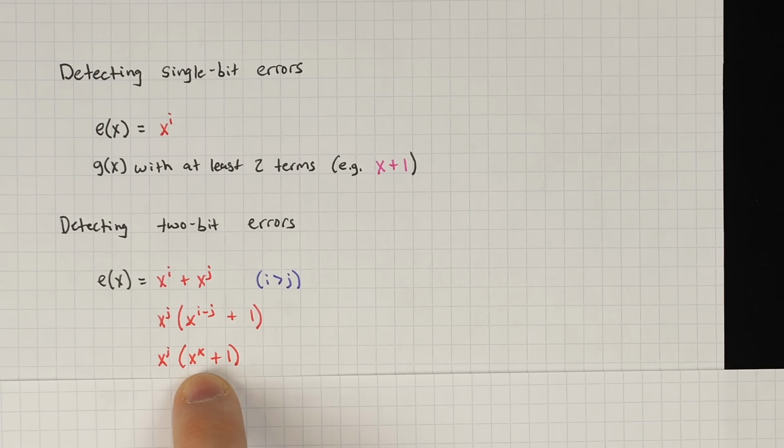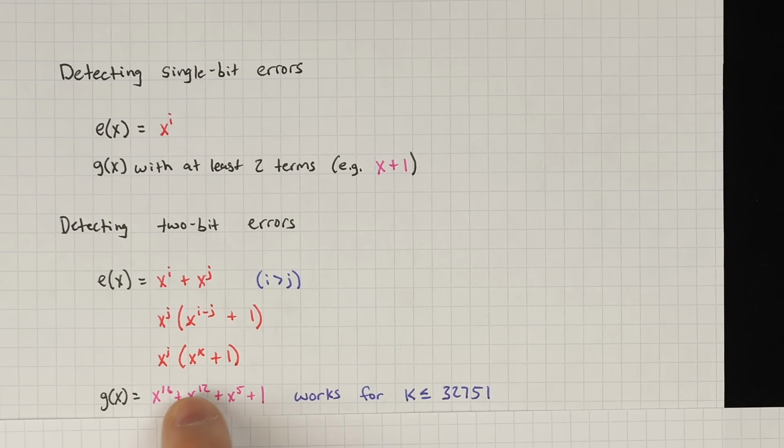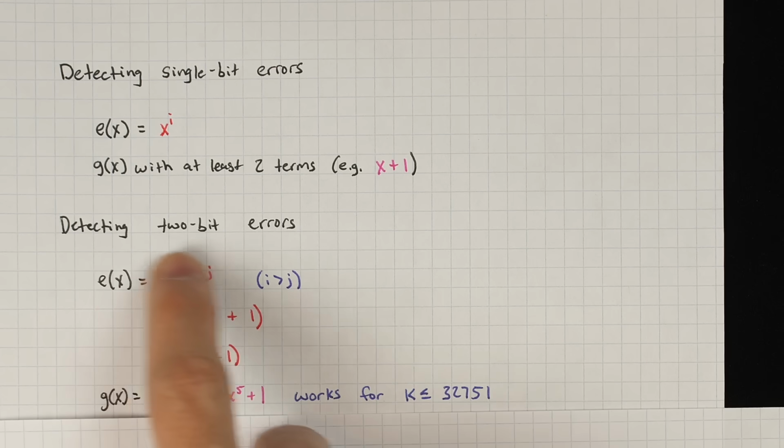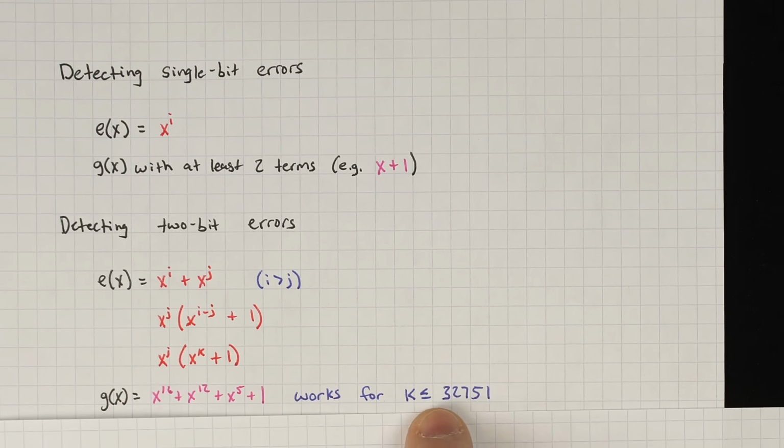It's a little bit hard to come up with polynomials that won't divide into this, but there are some simple polynomials that won't divide into this unless k gets really big. So for example, this polynomial that we've been using here works as long as k is less than 32,751, it turns out. And so in practice, what that means is that this polynomial will detect any 2-bit errors as long as the 2 bits are within this distance from each other, which is guaranteed if your overall message is smaller than this. So if you have a message that's less than 32K, then this particular polynomial will be able to detect any 2-bit errors within that message.